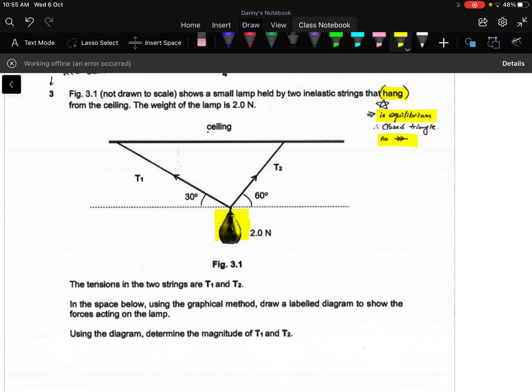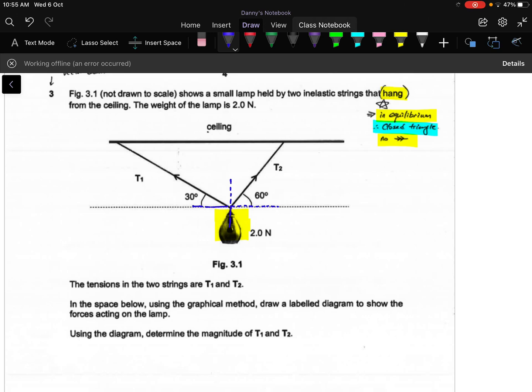When it says that it is at equilibrium, it also means that the vector diagram you are drawing should be a closed triangle, meaning that the arrows should flow in one direction only. Next, construct the bearing first. Once you construct the bearing, you can identify the direction each vector is going.